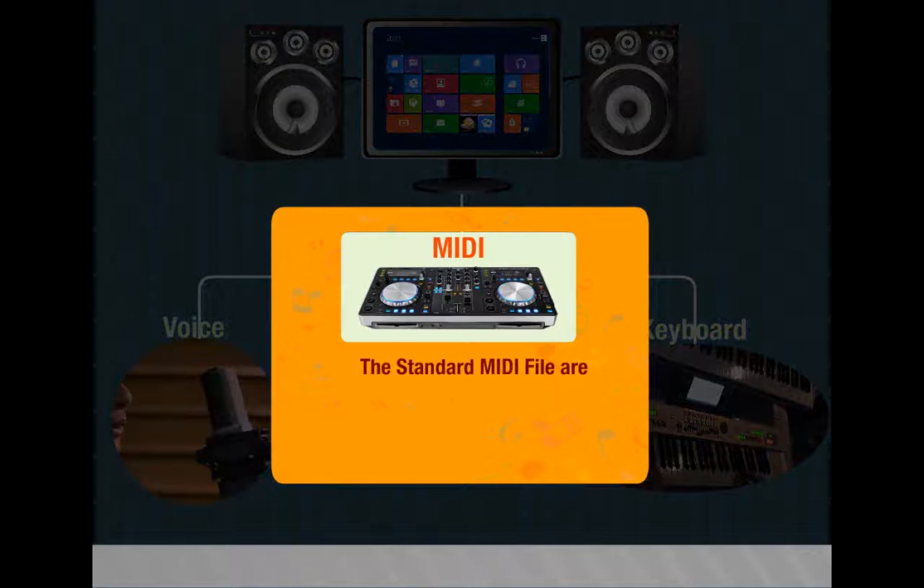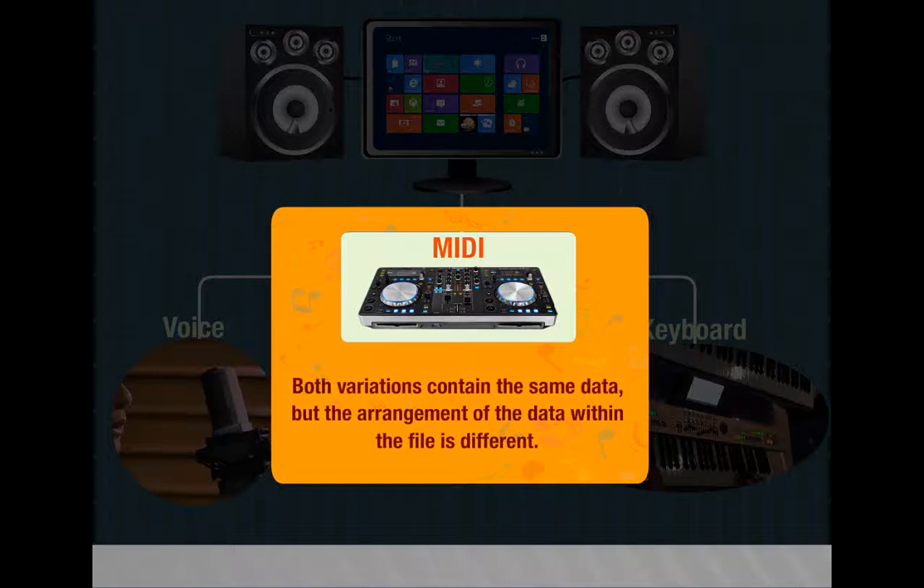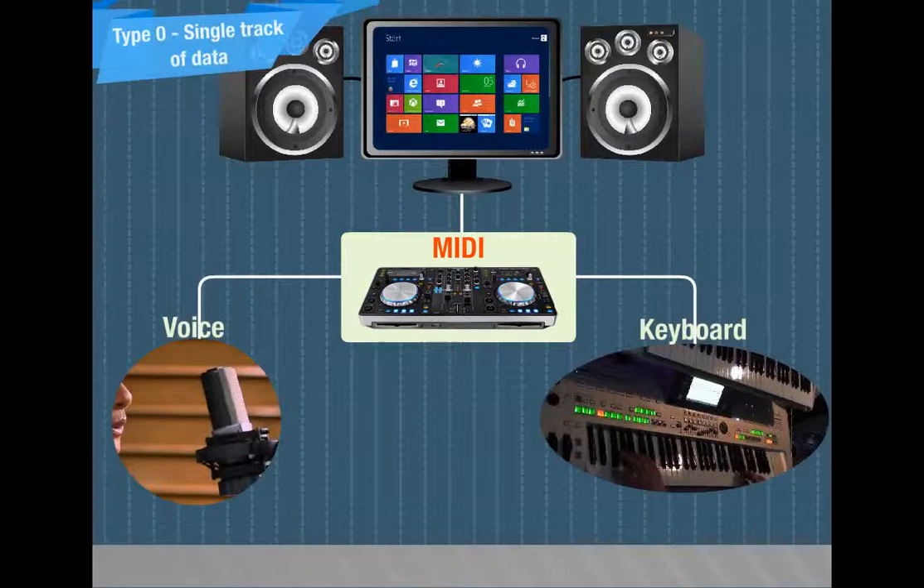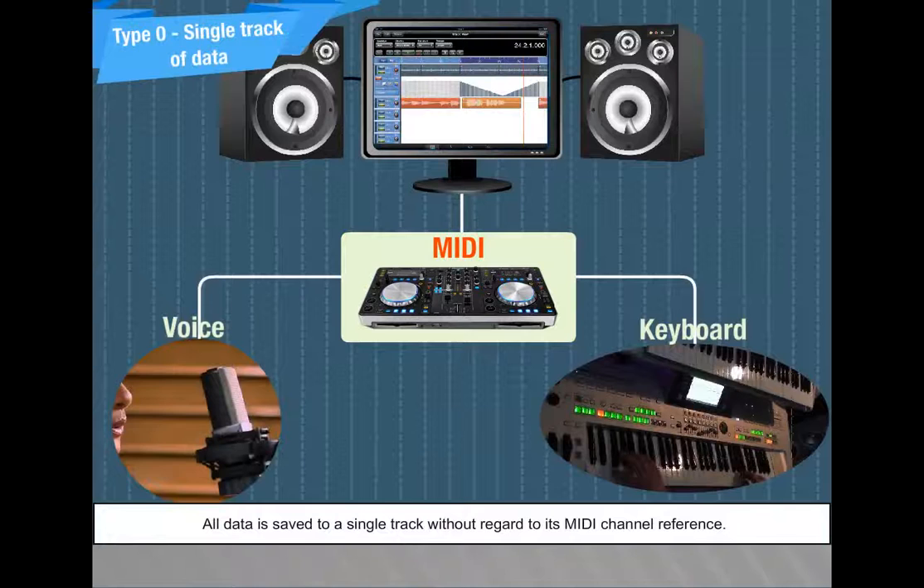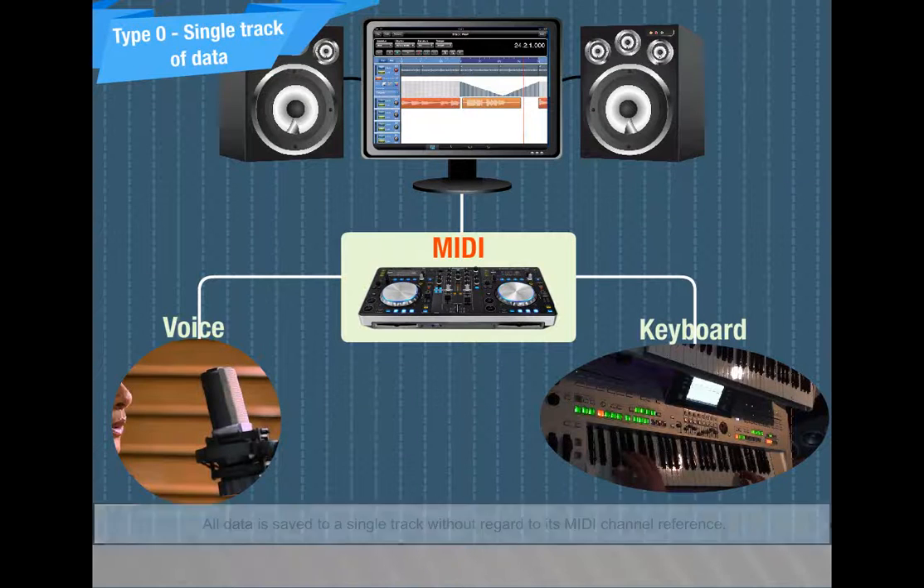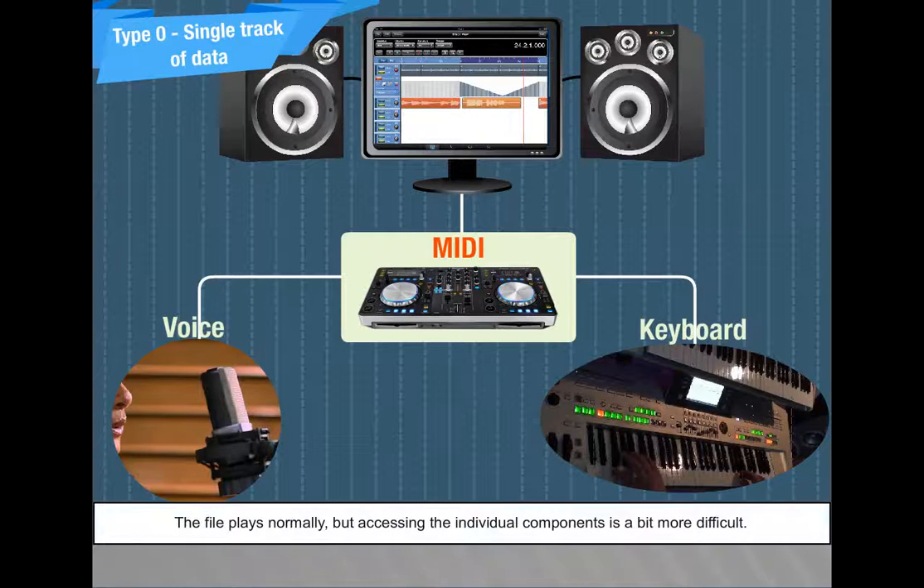The standard MIDI files are Type 0 and Type 1. Both variations contain the same data, but the arrangement of the data within the file is different. Type 0. Single track of data. All data is saved to a single track without regard to its MIDI channel reference. The file plays normally, but accessing the individual components is a bit more difficult.